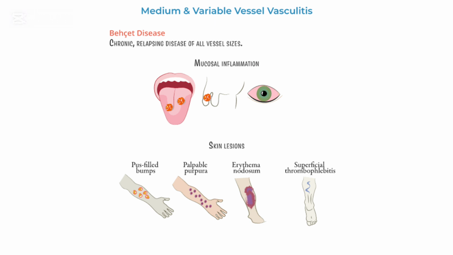Vascular component: they can have superficial or deep vein thrombosis. Our patient had deep vein thrombosis. Some other patients can also have arterial aneurysm or thrombosis. Arterial involvement can also be there, not only deep vein thrombosis.